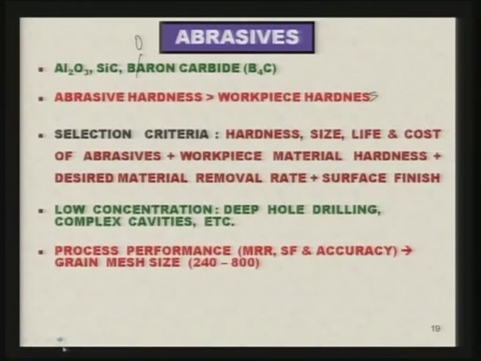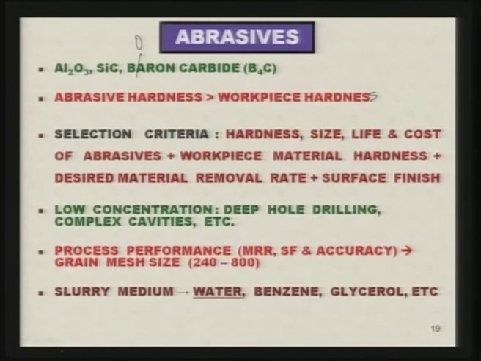Process performance is evaluated in terms of material removal rate, surface finish and accuracy obtained on the machined component, and it is a function of the grain mesh size of the abrasive particles. Normally the mesh size selected for USM ranges between 240 and 800 mesh size.